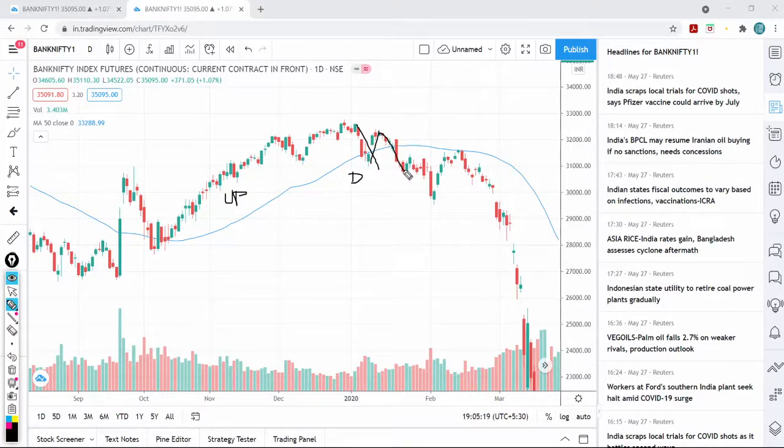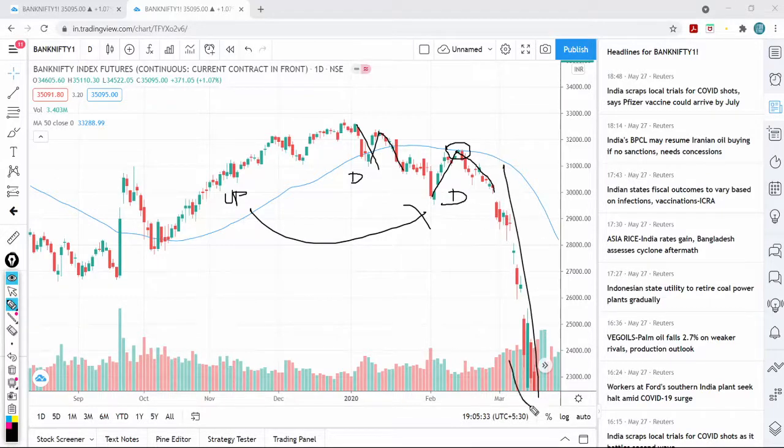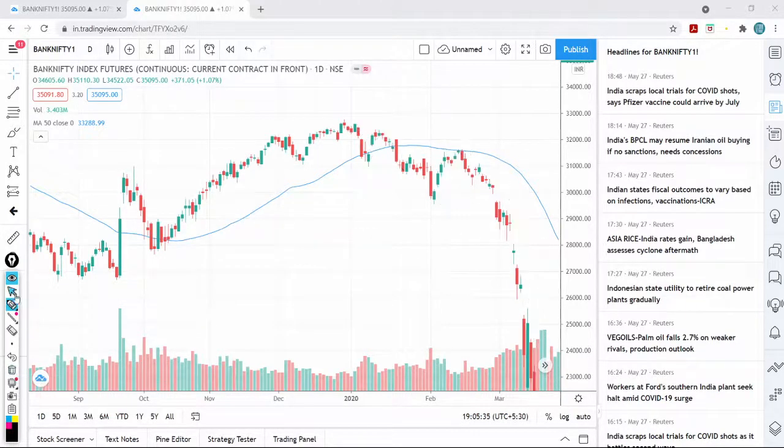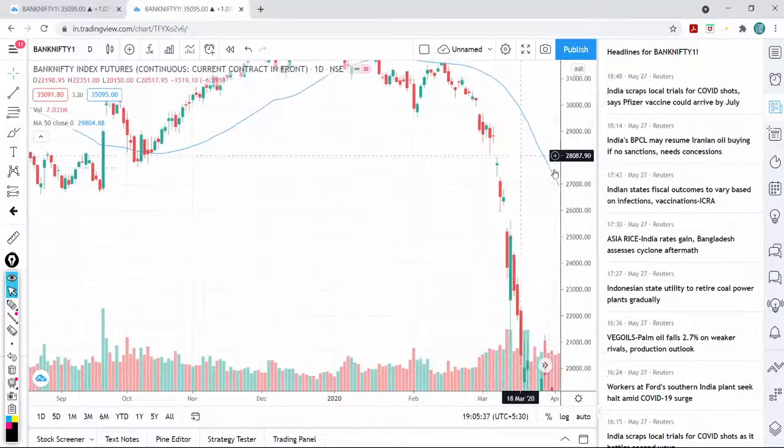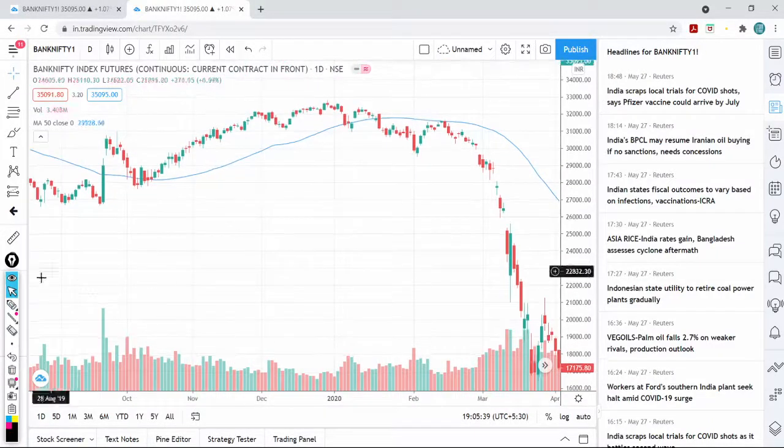Again breaking, and again reversing back up. Look at this. It is taking resistance at the moving average and it is reversing back. Now the trend has clearly turned from up to down. Then look at what happened. Only a clean downfall.